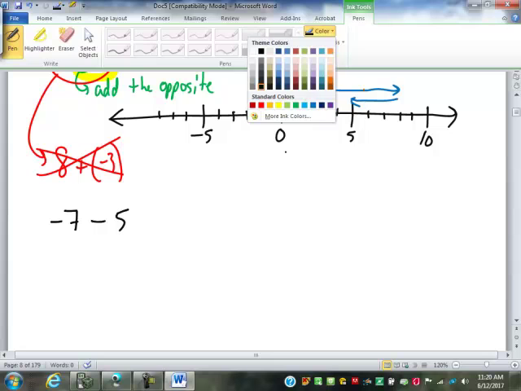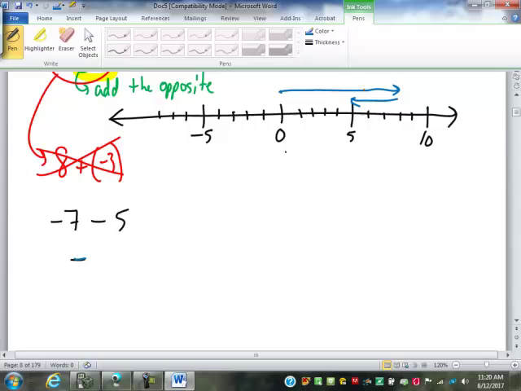Well, here, remember, this is negative 7. The color didn't change for me. Negative 7 plus the opposite of 5 is negative 5. So there's negative 7 and another negative 5. That result is actually negative 12.